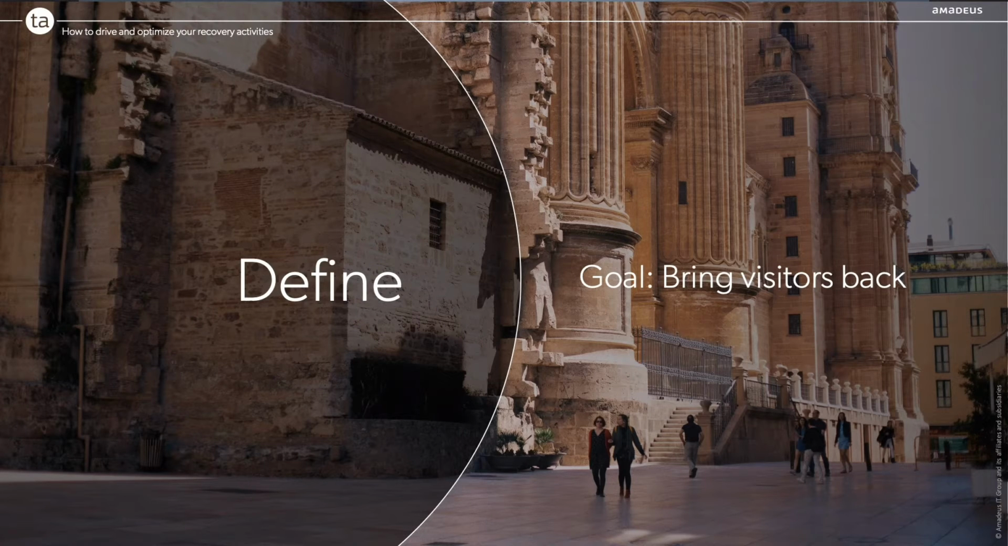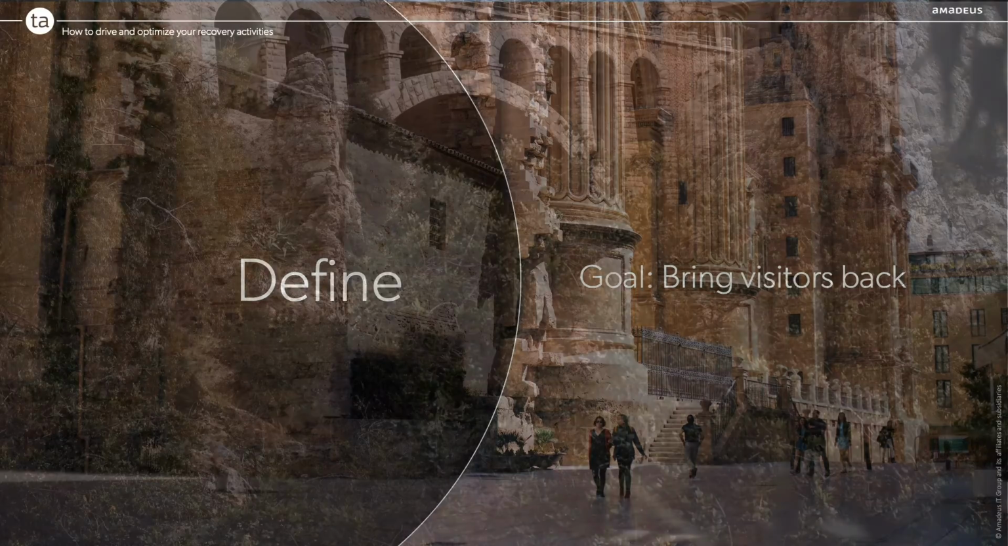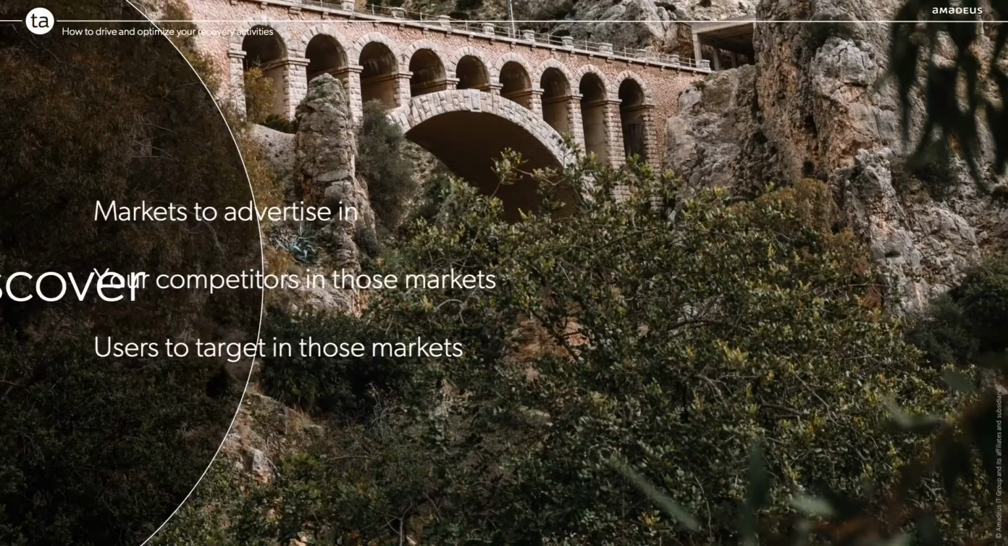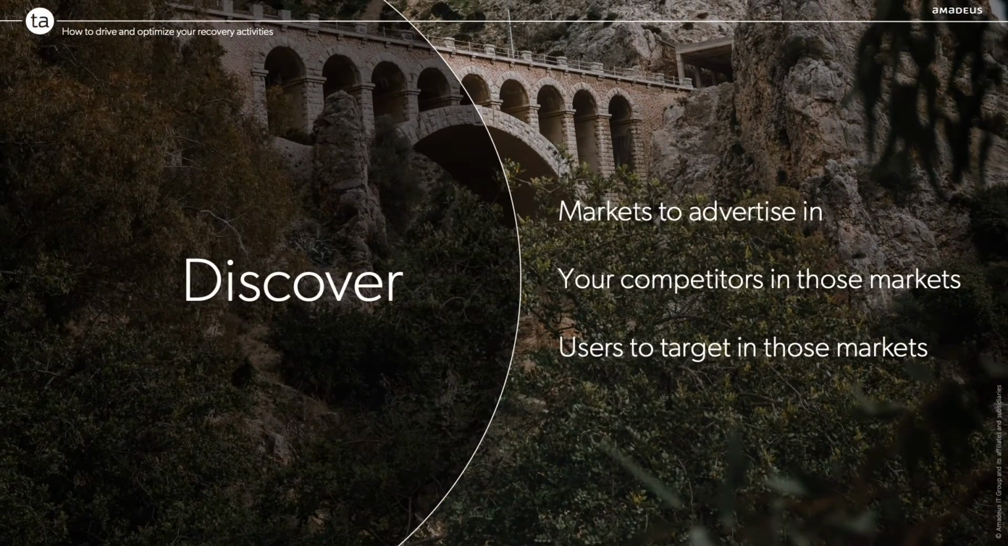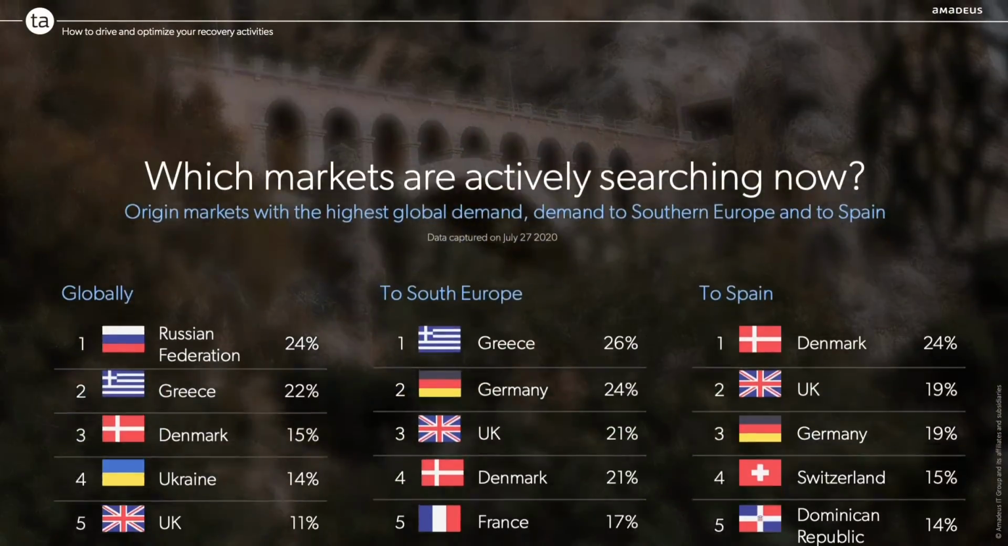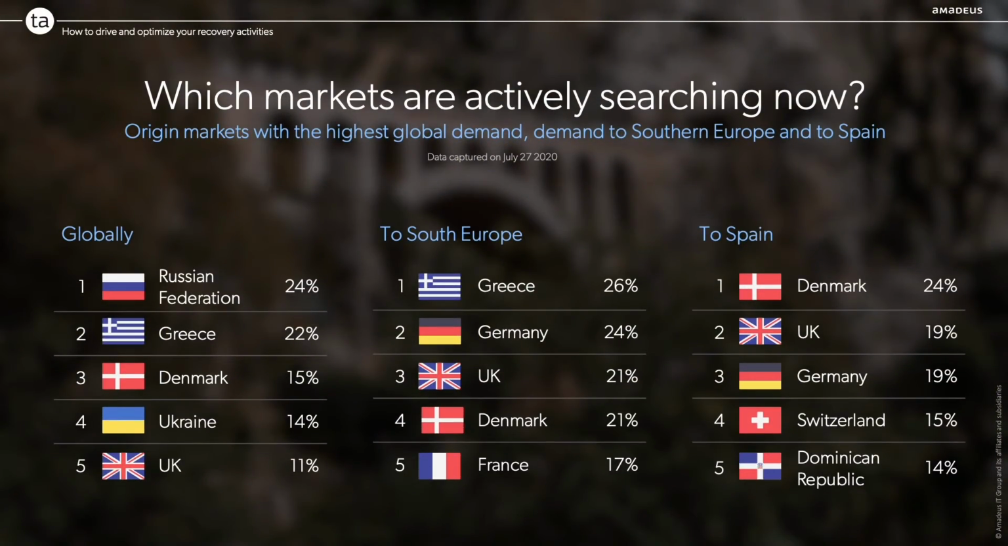So this is going to be our goal, and we are going to align the next steps in order to reach this objective. In the discover part, we will focus on defining markets that would be a good match for reaching this objective. So we will also define the competitors for Malaga and the users we want to target. To bring visitors back to Malaga, we would first need to understand which travelers are already ready to travel again. One of the ways to find out would be to understand which markets are actively searching for travel right now.